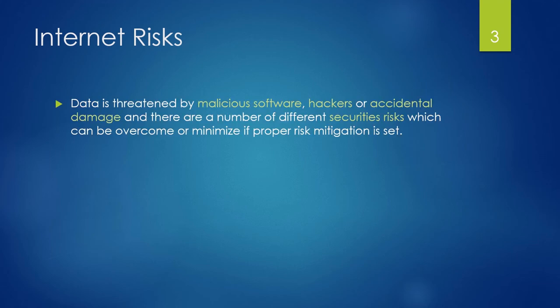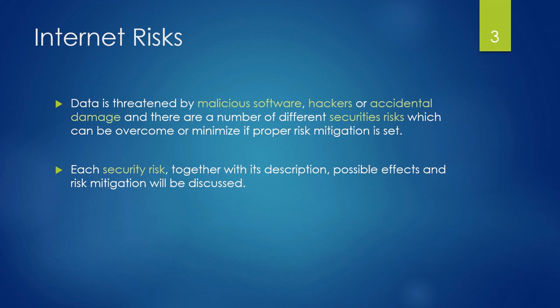Internet risk. Data is threatened by malicious software, hackers, or accidental damage, and there are a number of different security risks which can be overcome or minimized if proper risk mitigation is set. Each security risk, together with its description, possible effects, and risk mitigation will be discussed.